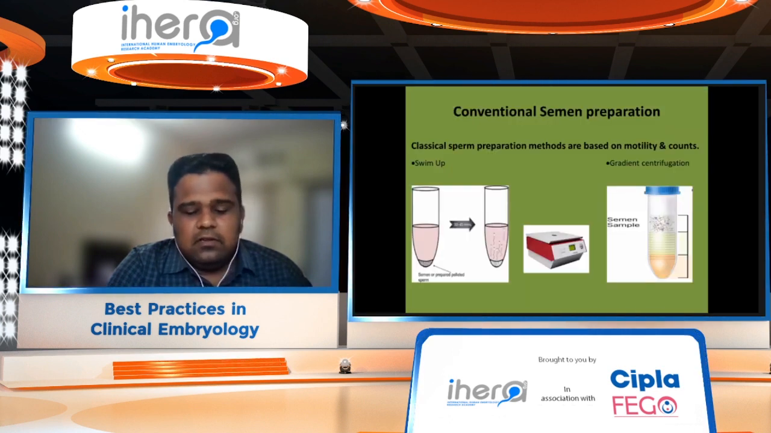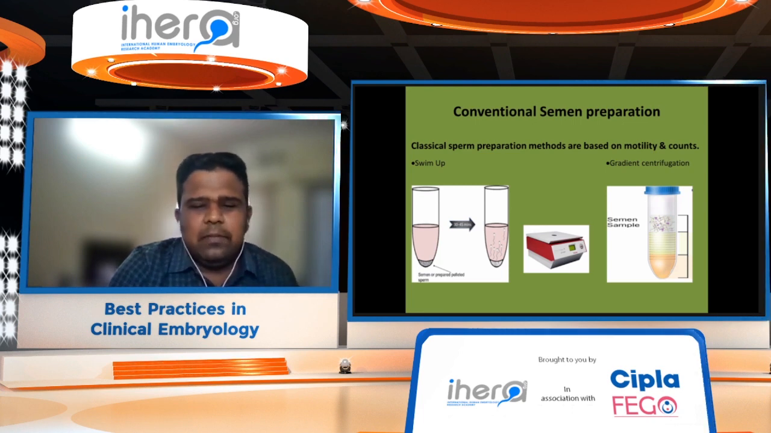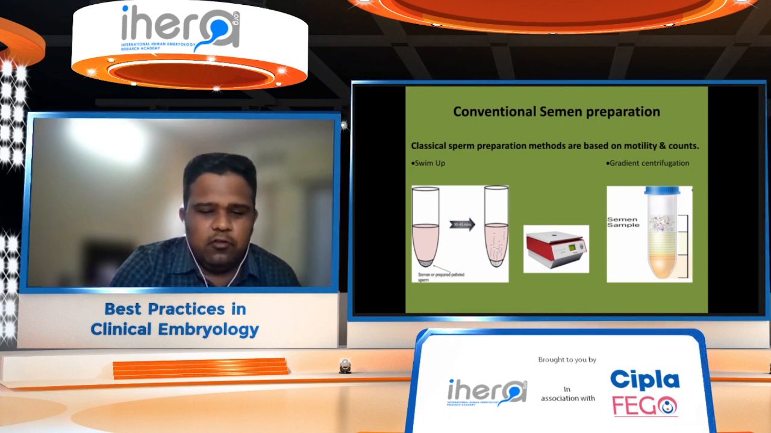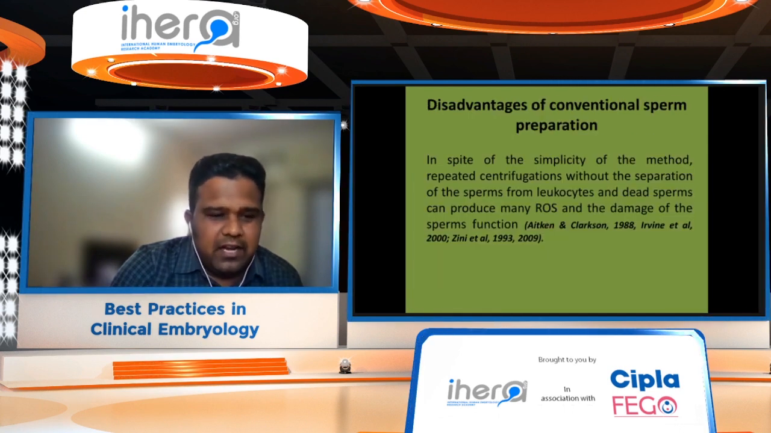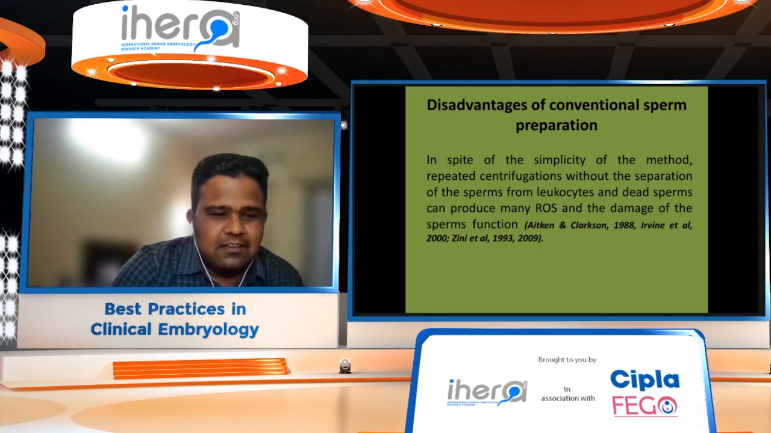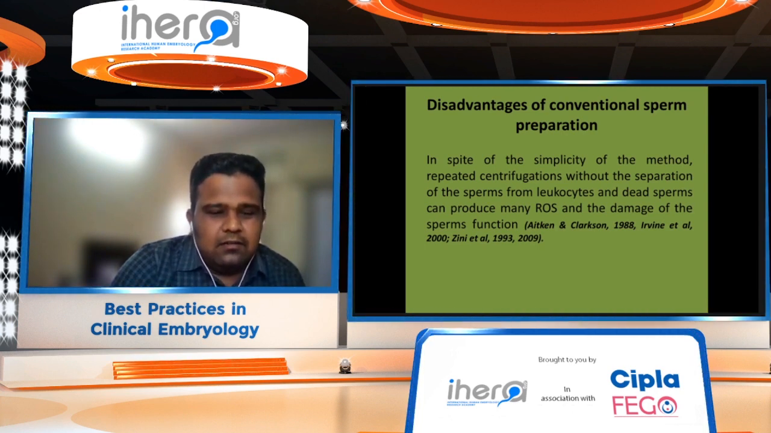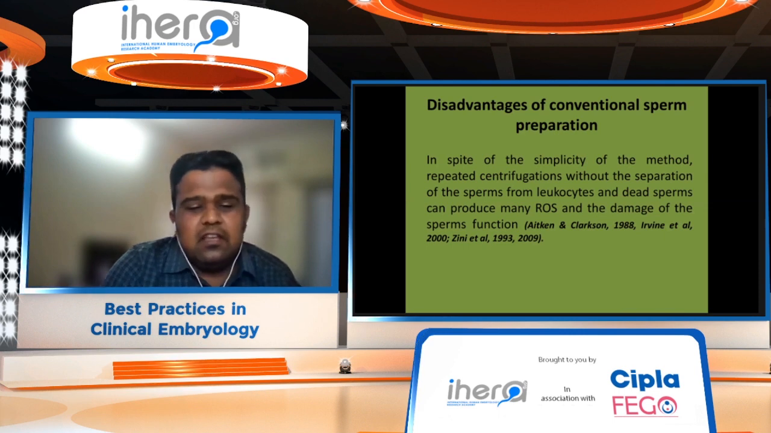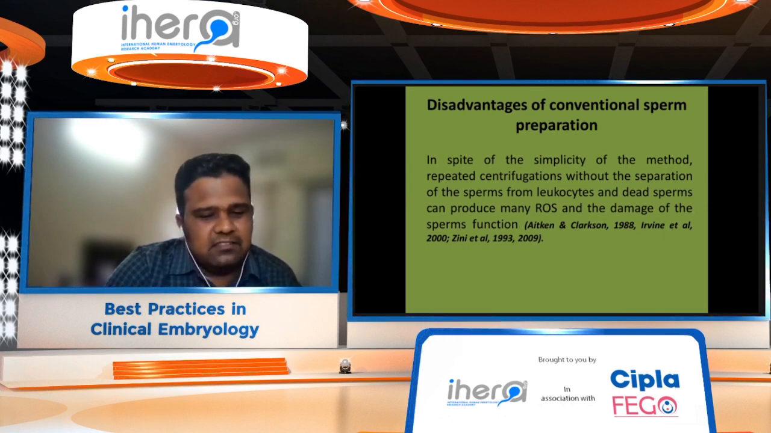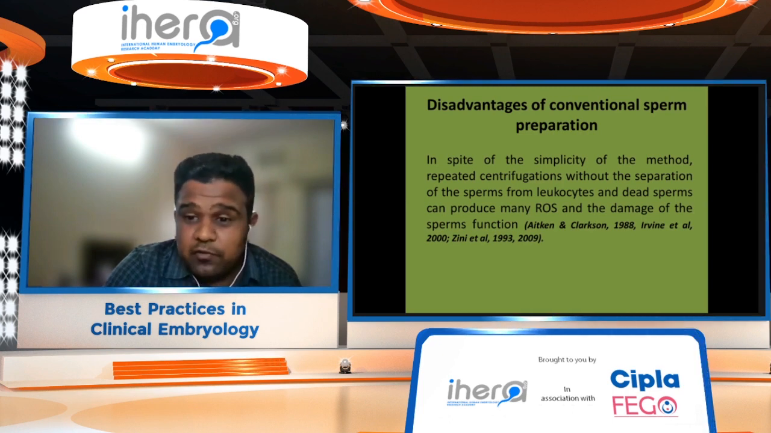separate the spermatozoa on the basis of their nominal parameters like count, motility, and morphology, and with the overuse of centrifugation. And my dear friend Sanketh, this process of centrifugation not only processes the sperm with the leukocytes and the dead sperm, it also produces a large number of ROS, that is the reactive oxygen species, and ultimately damages sperm function.